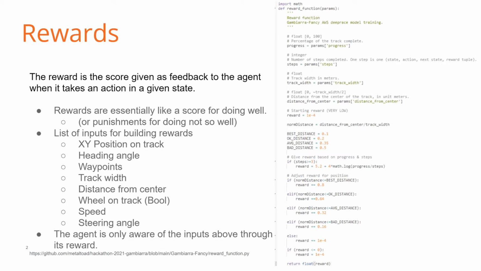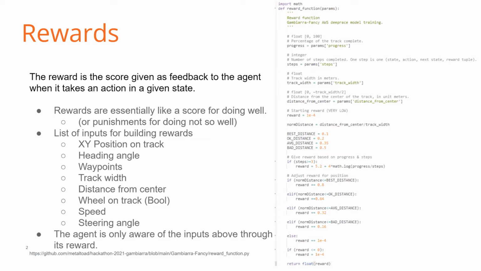So you have everything like coordinates on the map, the heading angle, waypoints, which are sort of centered points on the track. Track width is exactly that, how wide your track is, distance from the center, whether your wheels have all left the track or not, speed and steering angle. And so none of those things are inputs that the car is directly aware of. Everything is abstracted through the score to the car.